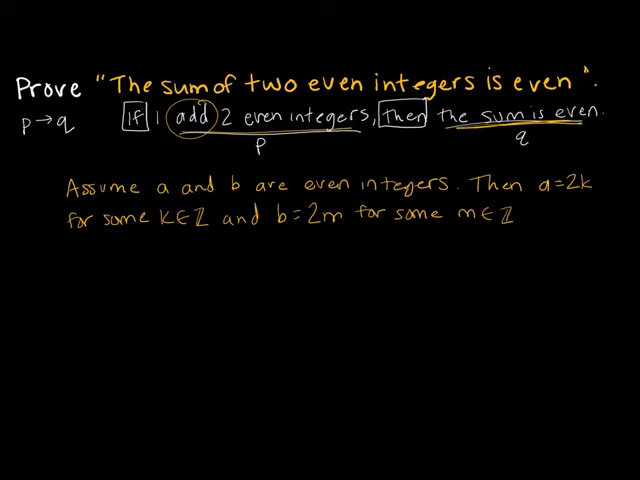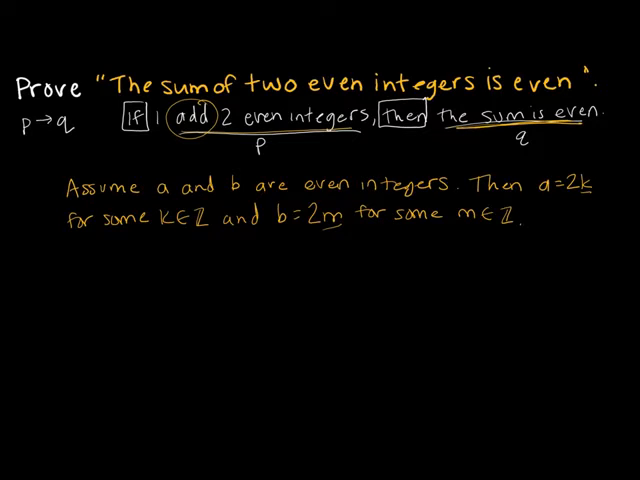Now, keep in mind, I have to have different variables for those two. I can't just assume they're the same variable because that would be assuming that a and b are the exact same even integer. So this is allowing for any possibility of two even integers. So that's what I did next.